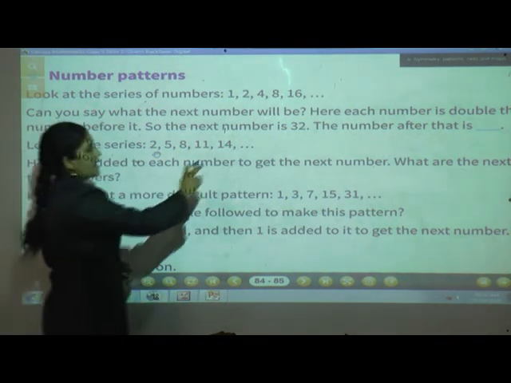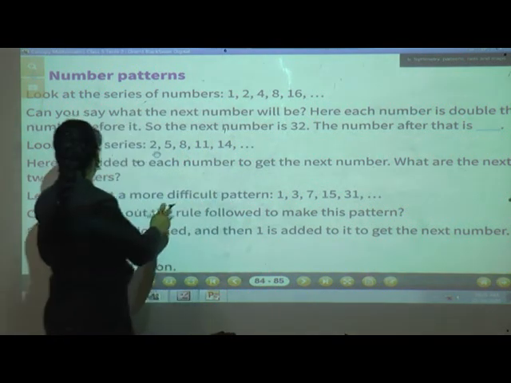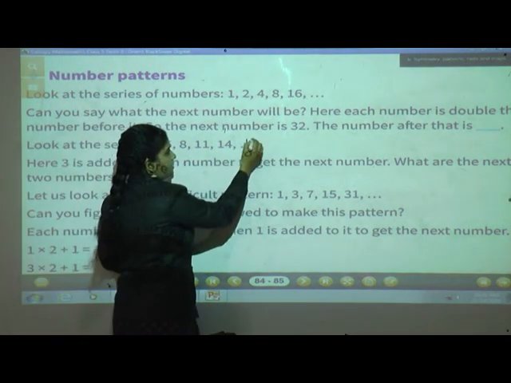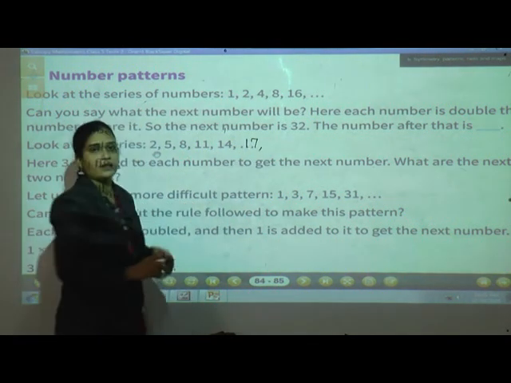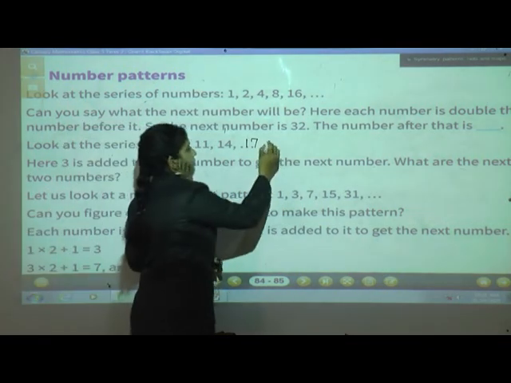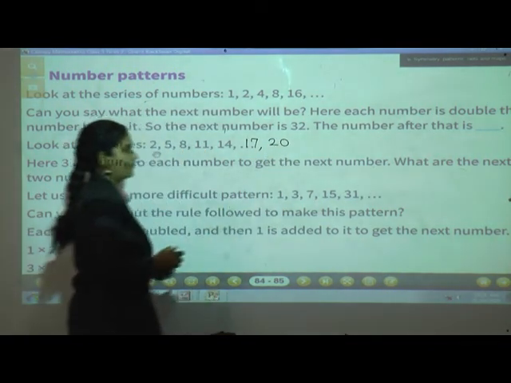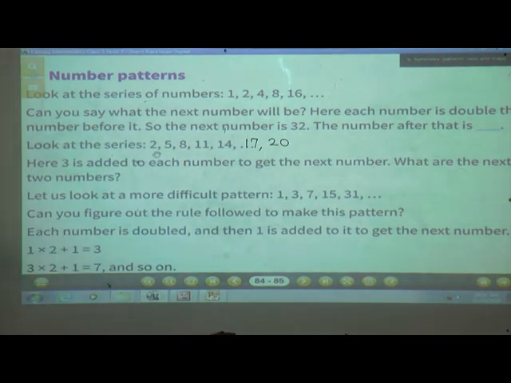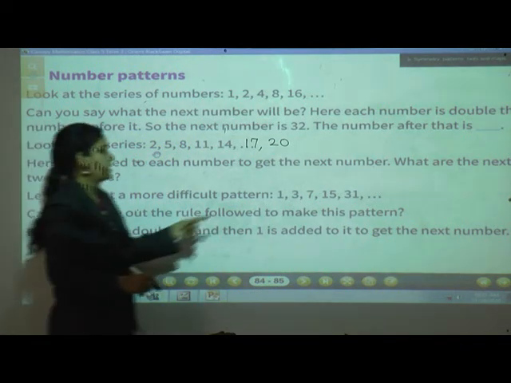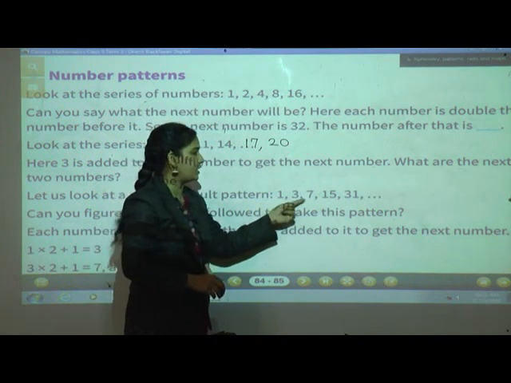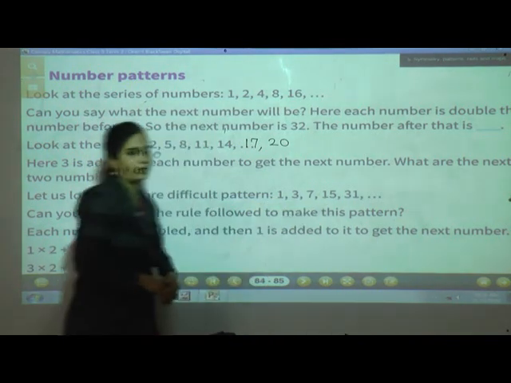So just add 3 to 14, you will get 17. And again add 3 to 17, you will get 20. Okay, now all of you understood? See, let us look at a more difficult pattern. Now see here the pattern 1, 3, 7, 15, 31.